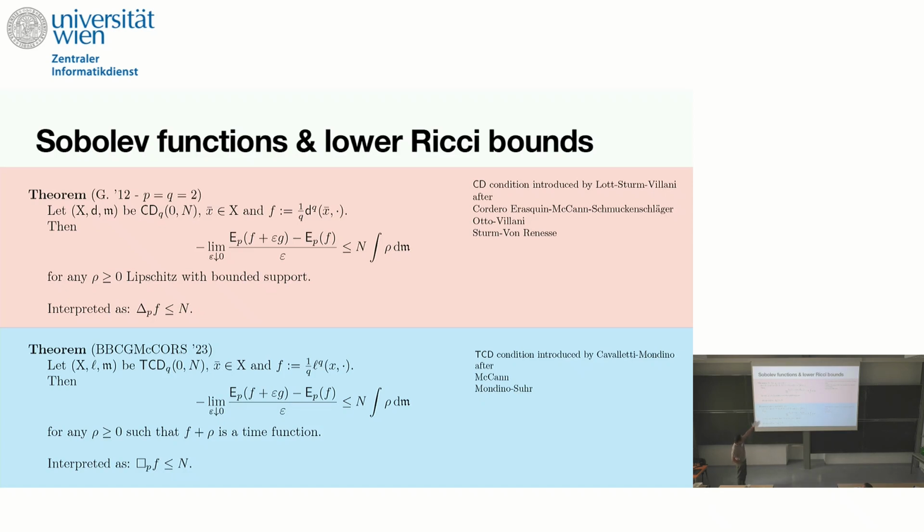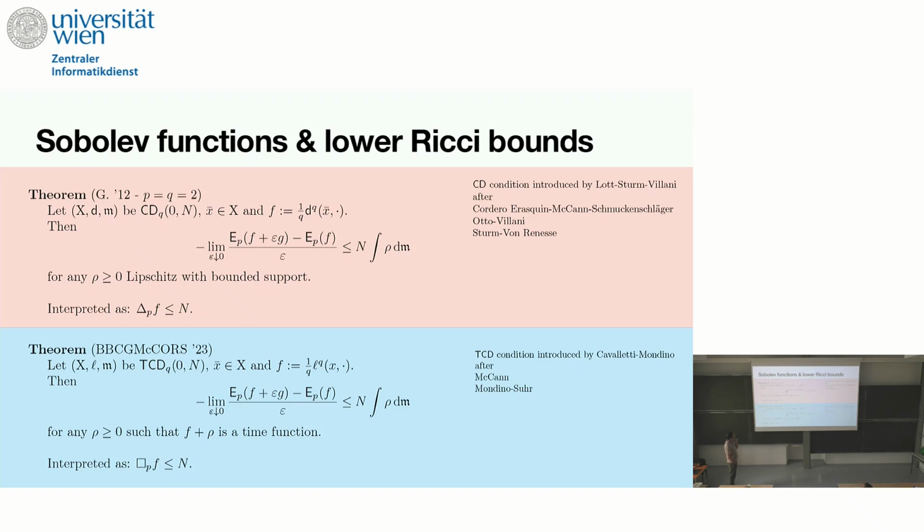The theorem is about CD spaces, as introduced by Lott, Villani, and Sturm in two independent and very famous, rightfully so, papers, motivated by earlier studies of Cordero-Erausquin, McCann, Otto, Villani, Sturm, and others. The theorem below is formulated in so-called TCD spaces, as defined by Cavalletti and Mondino, who is here, after studies of McCann and Mondino and Suhr in the smooth category.